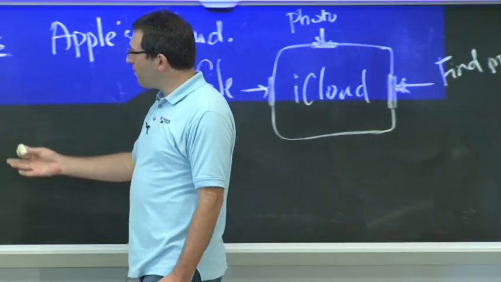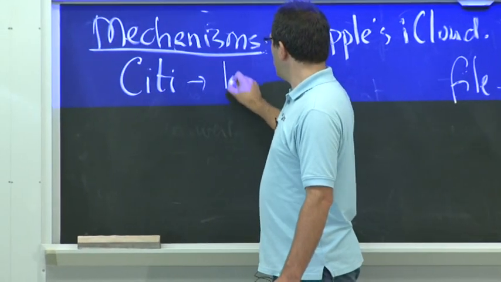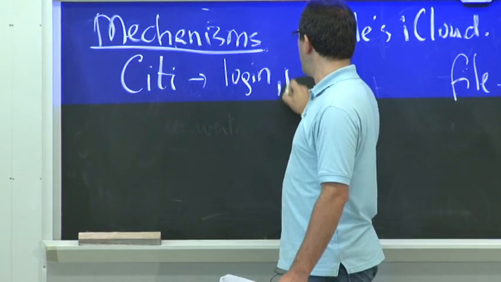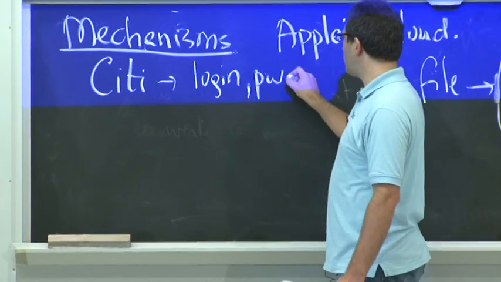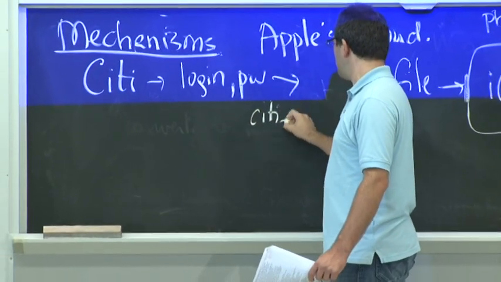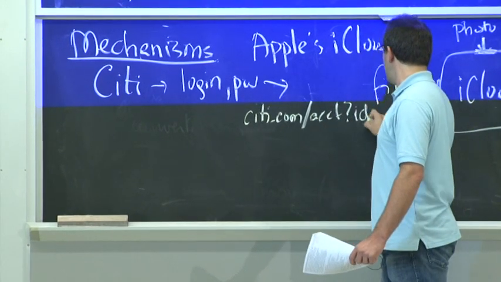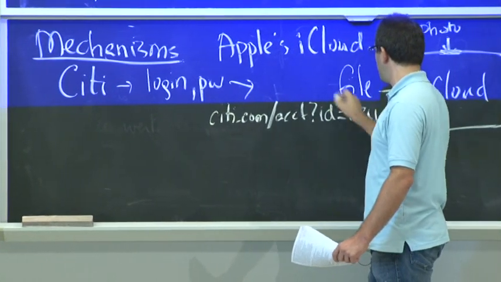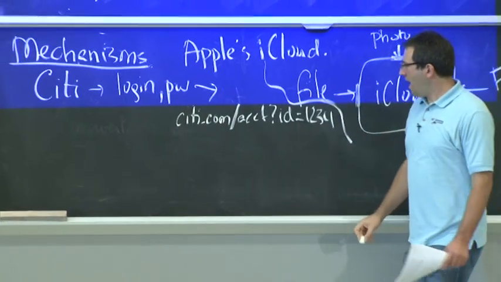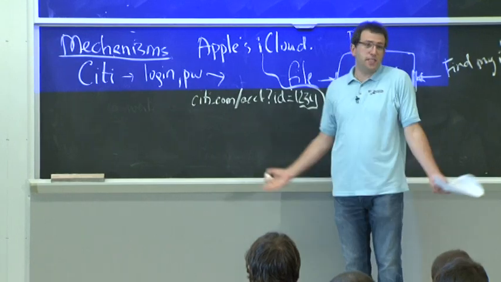And the workflow a couple of years ago was that you go to some site, you provide a login username and password, and you get redirected to another URL, which is something like, I don't know, I'm guessing, but basically like city.com/account?ID=1234. And it turns out that some guy figured out, well, if you change this number, you just get someone else's account.